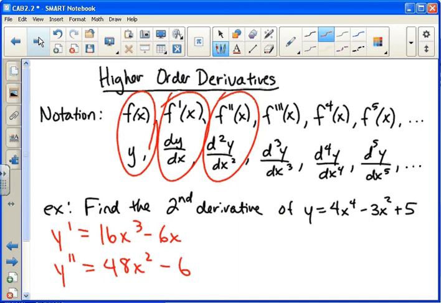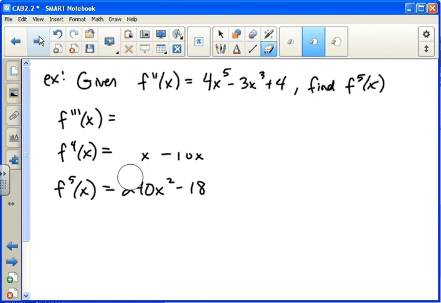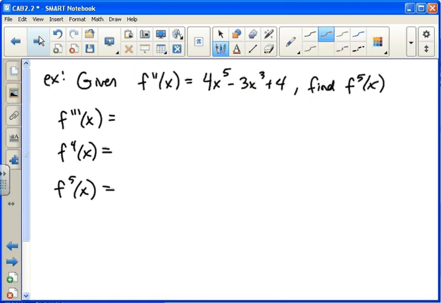Our last example, answers are up here. Don't look. We have the second derivative. Notice they started by giving us the second derivative. 4x to the fifth minus 3x cubed plus 4 is the second derivative, and they're asking us to go all the way to the fifth derivative. Well, make sure, though, you pay attention to the fact you're starting with the second derivative, because that way you're not going to do more than you need to.